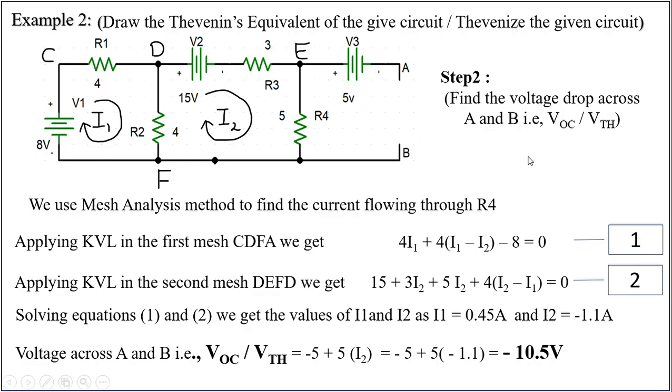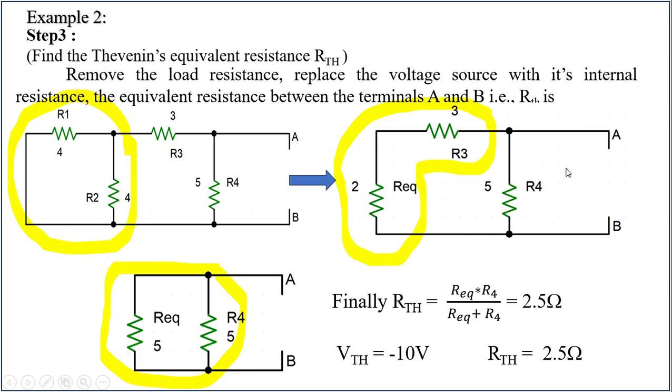So let us move to the second step, that is Thevenin's equivalent resistance. How to get the Thevenin's equivalent resistance? To get the Thevenin's equivalent resistance, we replace the voltage sources with their internal resistances.